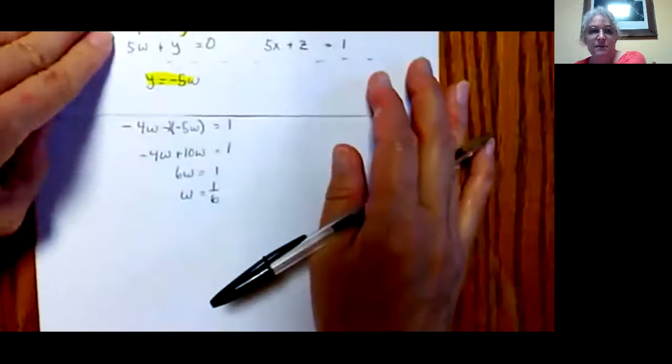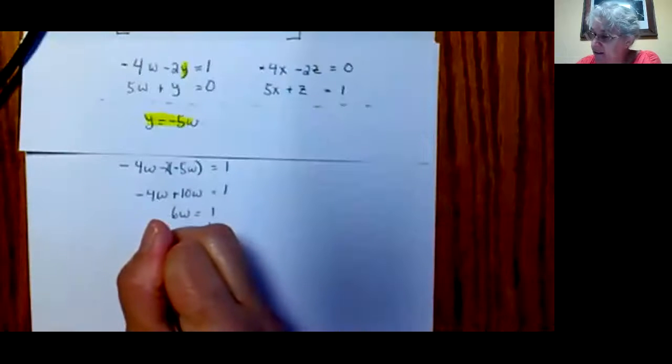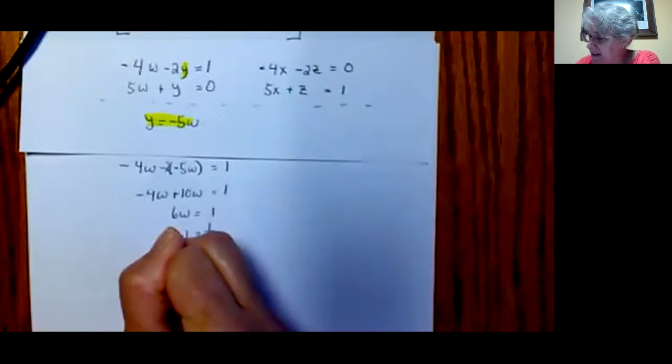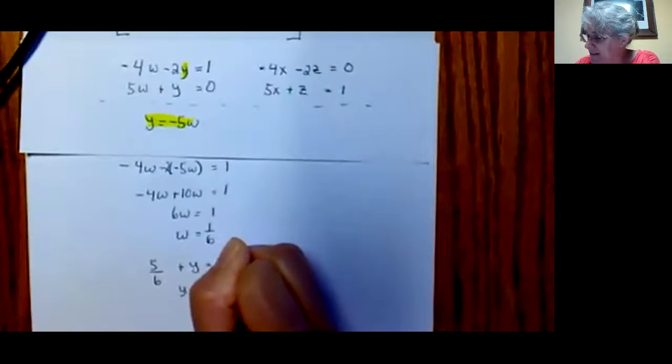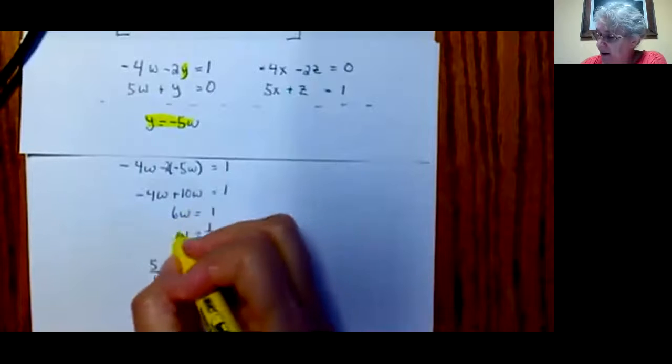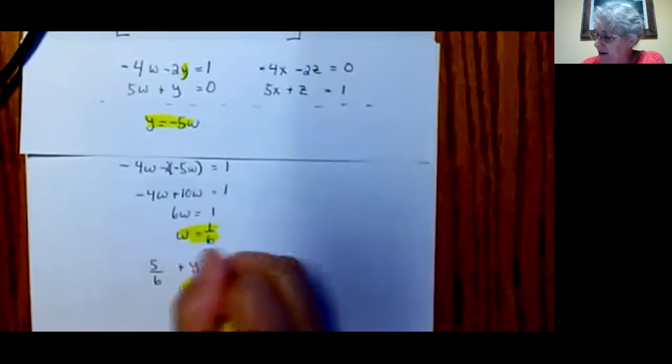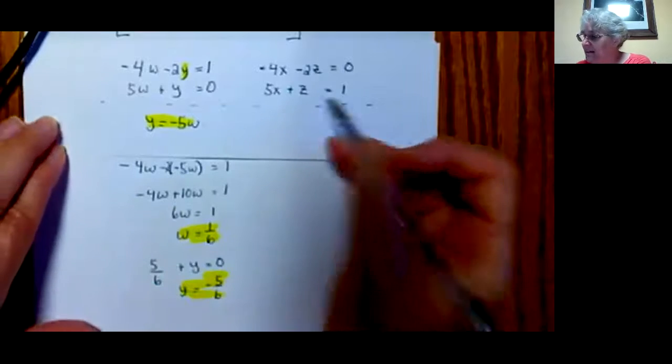Okay, I take my W equals 1/6, and I'm just going to keep going back up here. Put it back into this equation. Now I get 5/6 plus Y equals 0. Y is going to equal minus 5/6. Okay, easy peasy. So now we got two variables we figured out, W and Y. All right, let's go back up here and solve for Z.